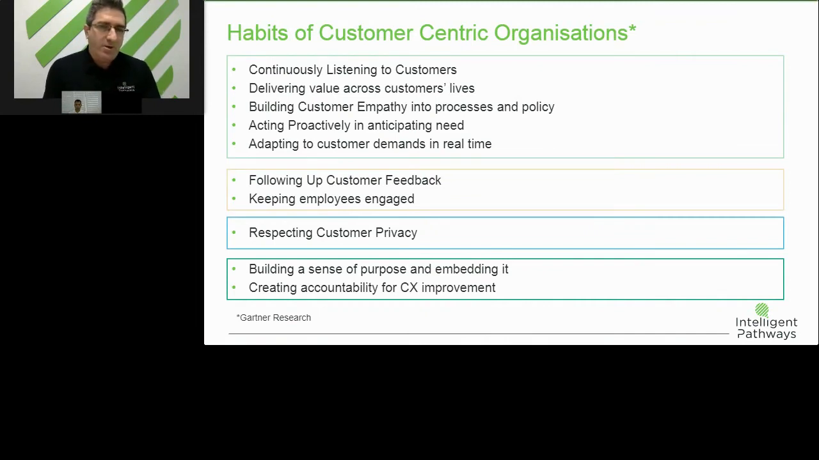Gartner's done a lot of research in the area of customer centricity, and they've identified a number of habits that such organisations work through. And I've broken them up into a couple of key areas. The first area is certainly around the customer focus, of course, but it involves continuously listening to customers. Now, that's not just a voice of customer, that physical listening, but it's also listening to what their digital behaviour is like. And that's really critical when it comes to thinking about data.